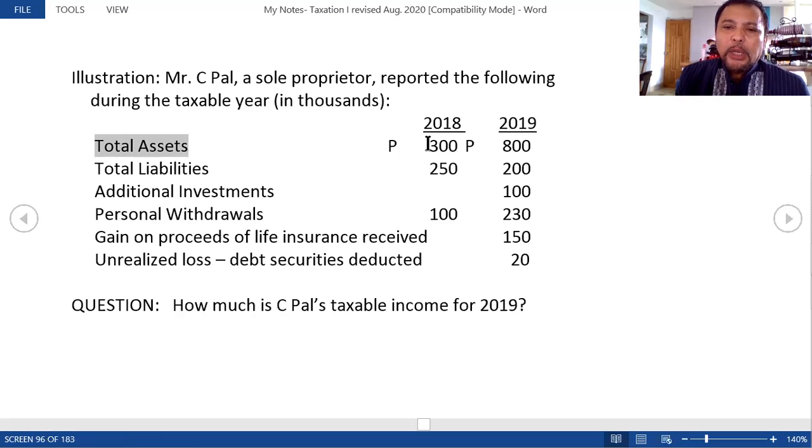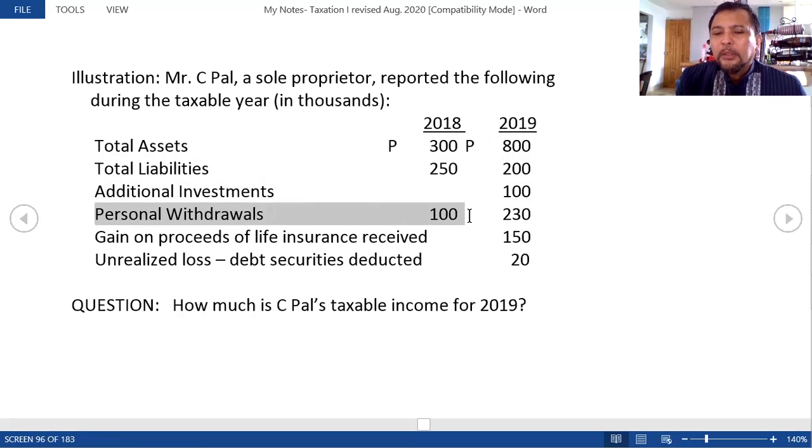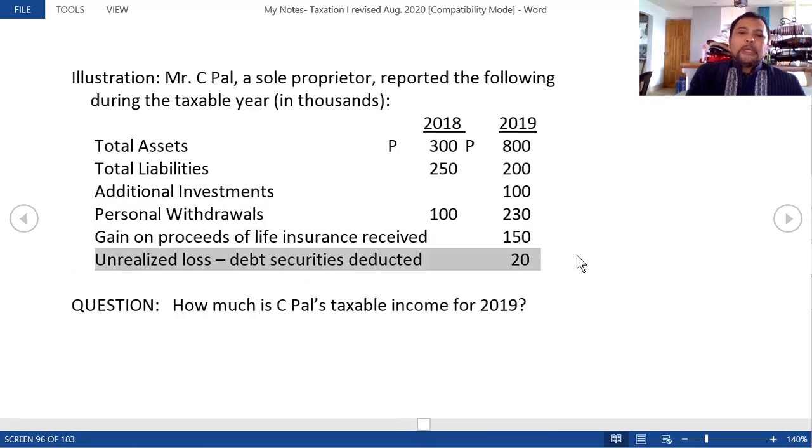Okay, total assets in the year 2018 is 300, and in the year 2019 is 800. Total liabilities in 2018 is 250,000, while in 2019 is 200,000. So there's a decrease in his liability. Then he made additional investments, or he invested more money, 100,000. So this increased the assets because he added more money or property. Then he withdrew money, 100,000 in the year 2018, and in 2019, 230,000. Then there was a gain on the proceeds of life insurance received of 150,000 pesos. Then unrealized loss on debt securities deducted, which is 20,000 pesos.